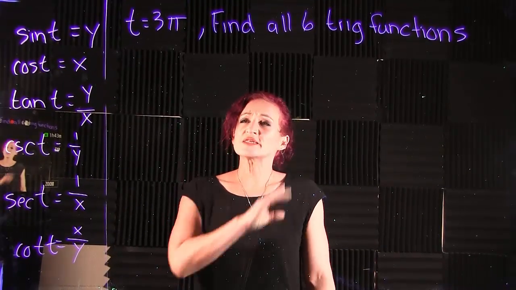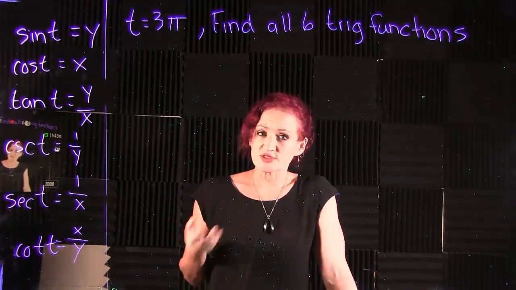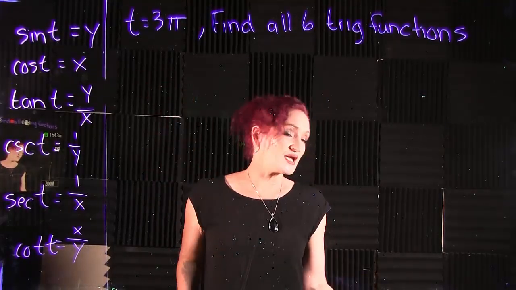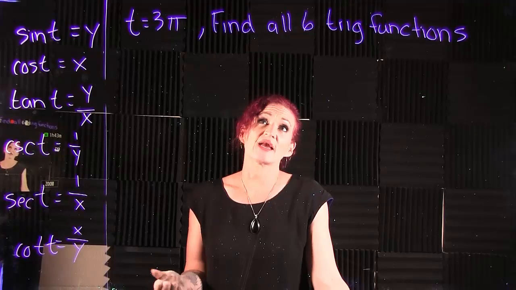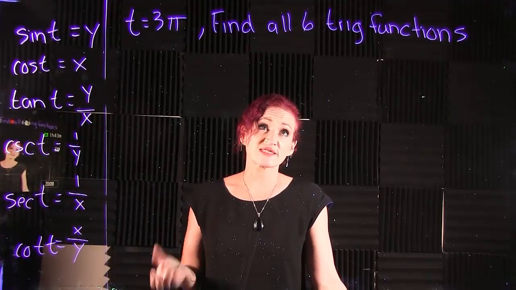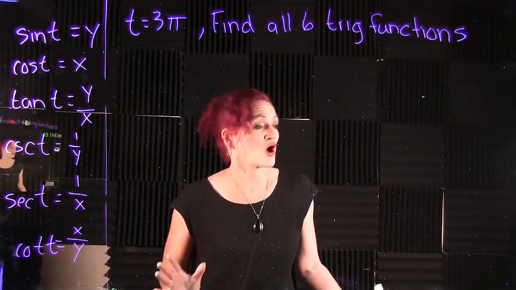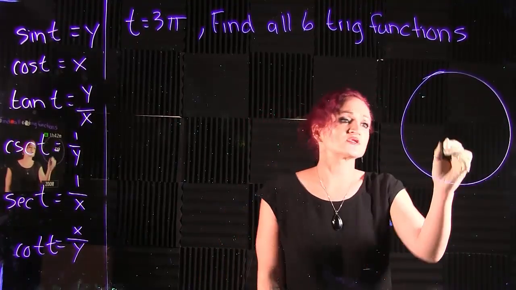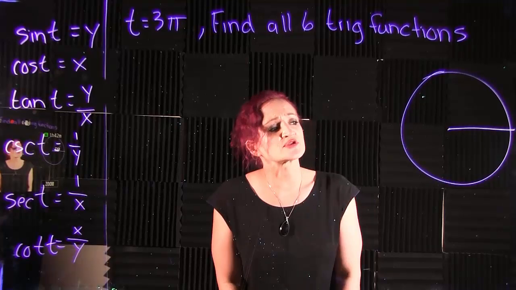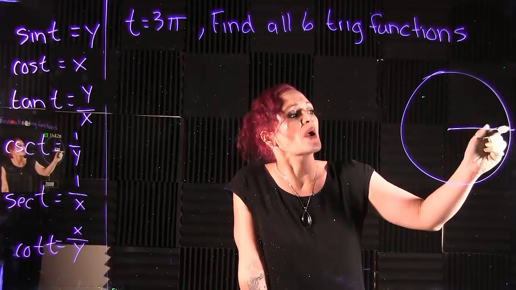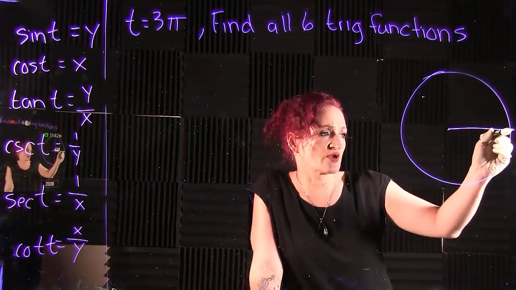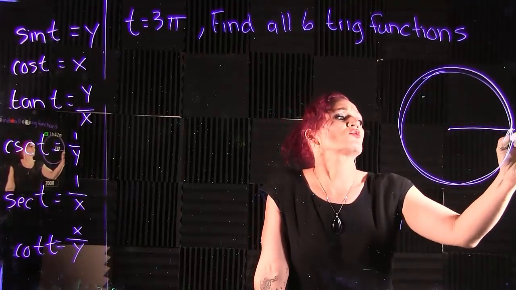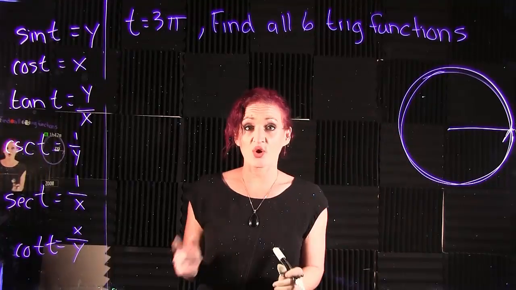So let's work with some common points on a unit circle. For example, if we're told that t is equal to 3 pi, we want to find all 6 trig functions based off that information. If t is equal to 3 pi, keep in mind we're talking about a unit circle, and typically our starting point is over here. If we do one full loop around the unit circle, that is 2 pi.